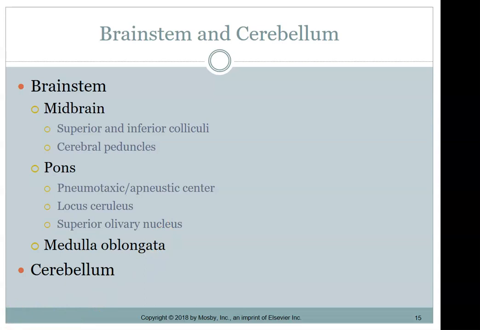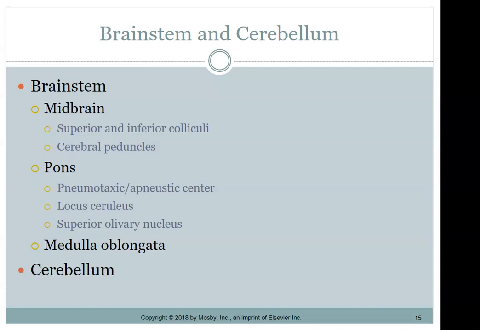The brainstem and the cerebellum. Brainstem connects the cerebral hemisphere to the spinal cord. It is composed of the midbrain, pons, and the medulla oblongata. The midbrain connects the pons and the cerebellum with the cerebral hemispheres.